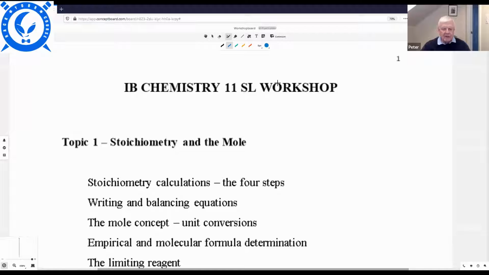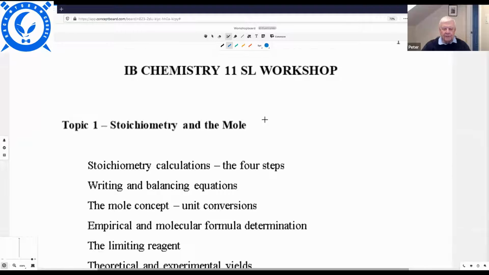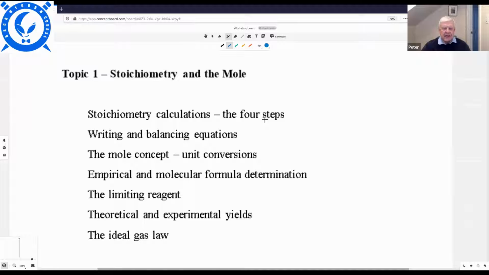So the first topic, as you know, is stoichiometry and the mole, which involves these topics, namely the calculations. And I will show you the 4 steps that you should follow whenever you're doing a stoichiometric calculation. It assumes you're capable of writing and balancing equations. That I will not be touching on specifically. Then, of course, you have to be familiar with the mole concept. What do we mean by a mole? 6.02 times 10 to the 23rd of anything is a mole.